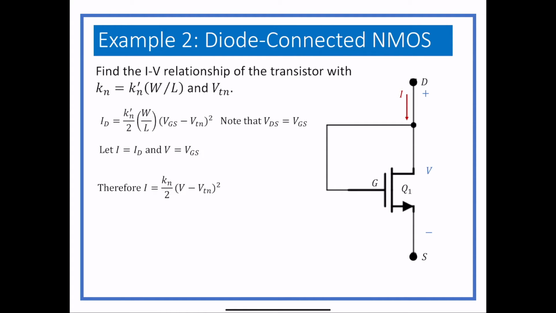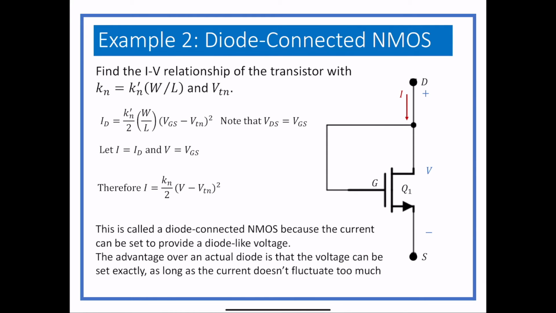So why is this called a diode-connected NMOS when there aren't any diodes? Well, basically because we can take this circuit and provide a diode-like voltage with it, but it's adjustable. It can be adjusted depending on the value of the current, as long as the current doesn't change too much.